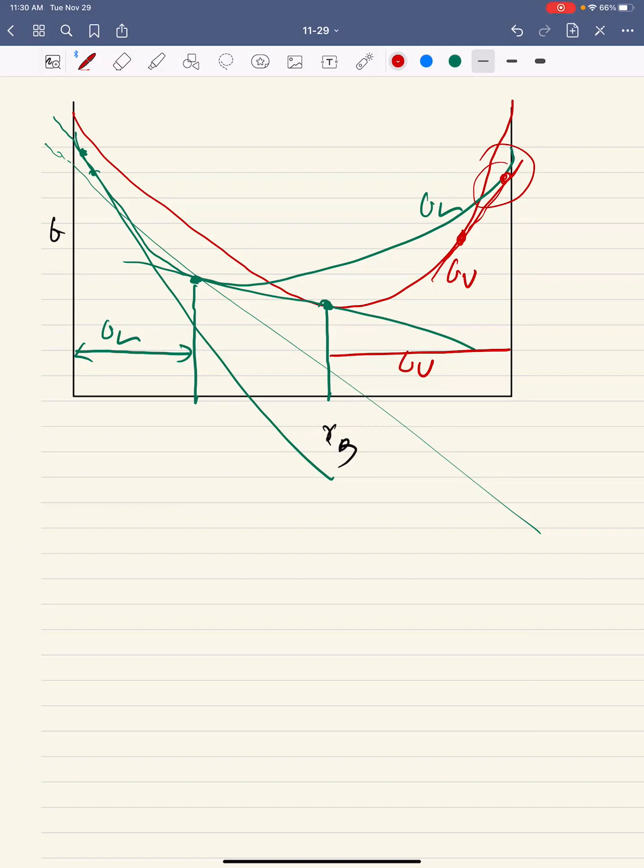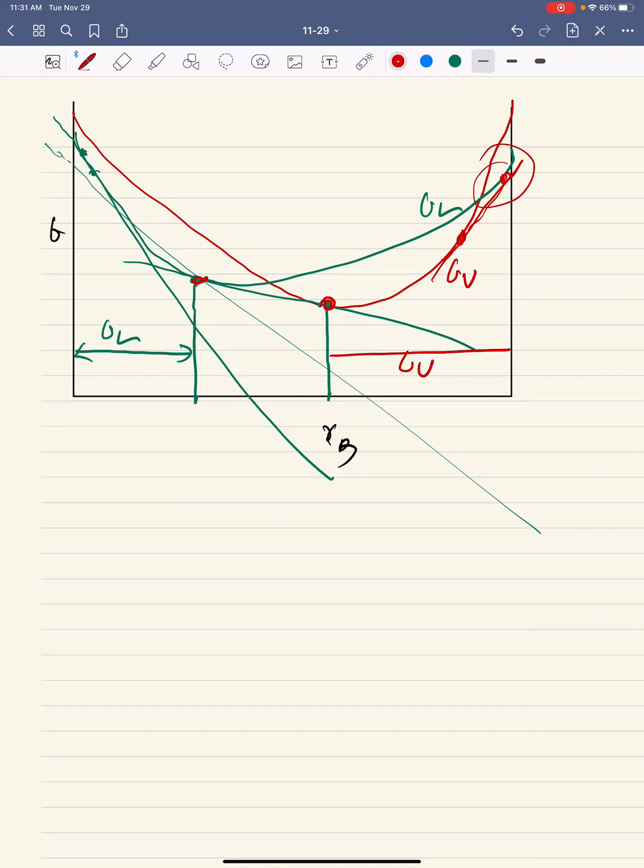Is there any benefit in separating into two phases? You can separate into two phases only at this concentration. That's really the takeaway here. When you have phase separation, you cannot find two phases with arbitrary concentrations. The amount of these two phases will be different, right?